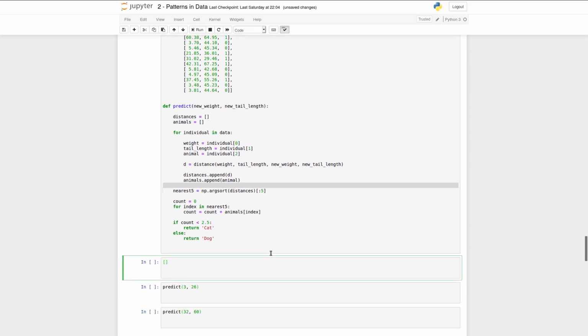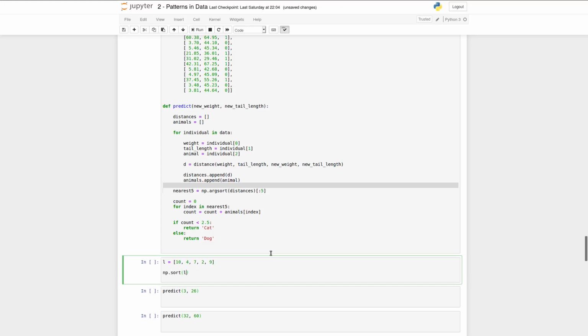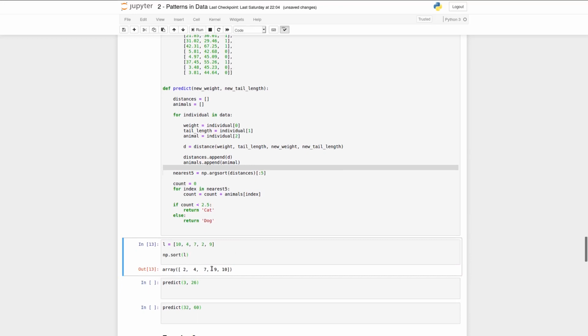If we have a list that's 10, 4, 7, 2, 9, let's call that L, and if we did np.sort L, we're going to get that list sorted. So it's going to go 2, 4, 7, 9, 10. But if we go np.argsort L, it's not going to sort this list directly. It's going to tell us the index of this number in the original list. So instead of getting 2, 4, 7, 9, 10, we're going to get the index of 2, which was 0, 1, 2, 3. So it's going to be 3. Then the index of 4, which is 0, 1.